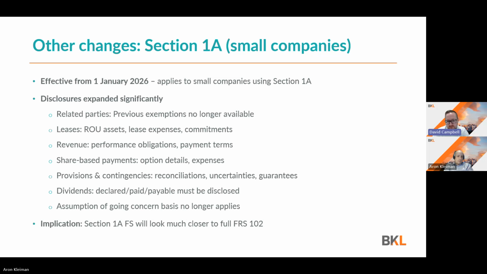And similarly, on the assumption of going concern: under previous FRS 102, unless there was a material uncertainty around going concern, you could apply an assumption of going concern. But under the new requirements, that assumption no longer applies, and there will need to be a statement around going concern in the accounts for small companies. So they're the main changes to FRS 102 1A.